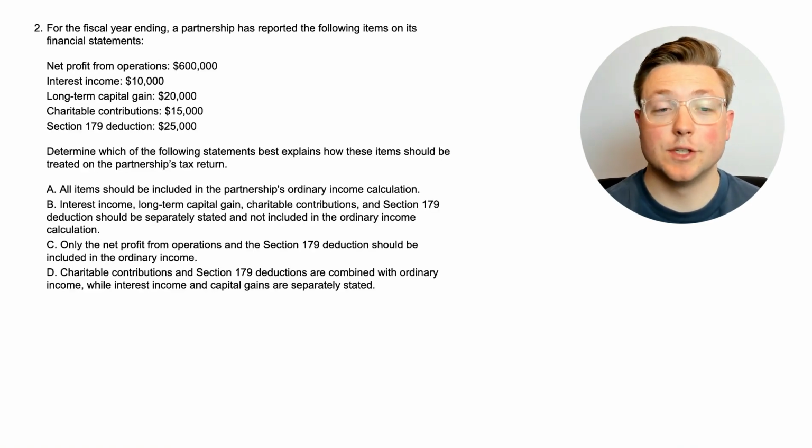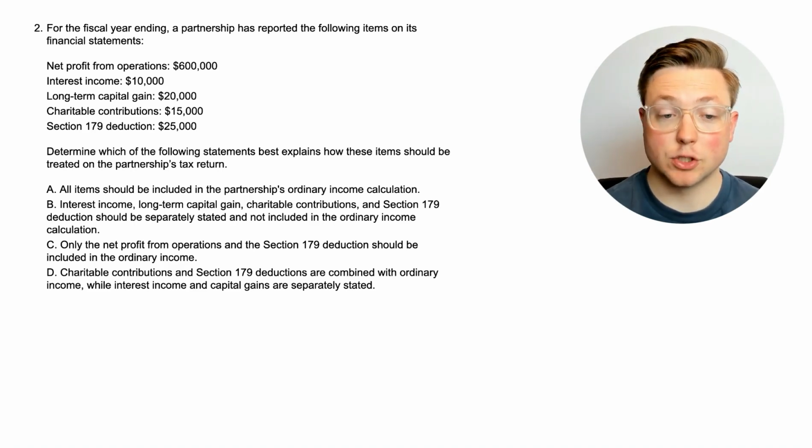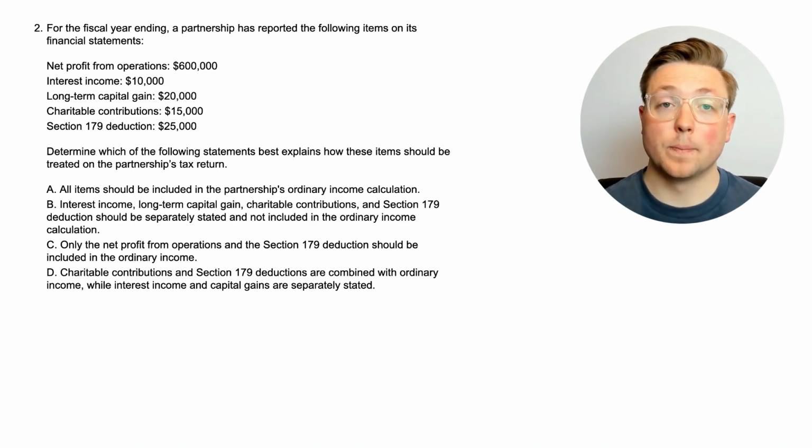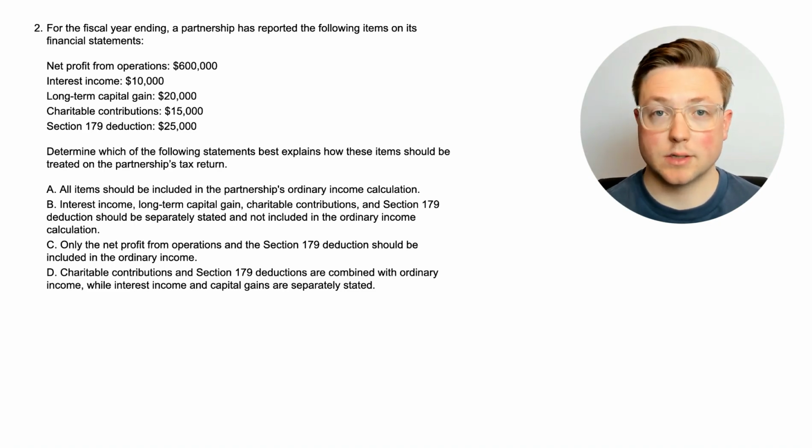All right, here is question 2. For the fiscal year ending, a partnership has reported the following items on its financial statements: net profit from operations of $600,000, interest income of $10,000, long-term capital gain of $20,000, charitable contributions of $15,000, and Section 179 deduction of $25,000. We need to determine which of the following statements best explains how these items should be treated on the partnership's tax return. Okay, take a second, pause the video, read through those different options, and see which you would think would be correct. And when you're ready, come back and we will look at the answer together.